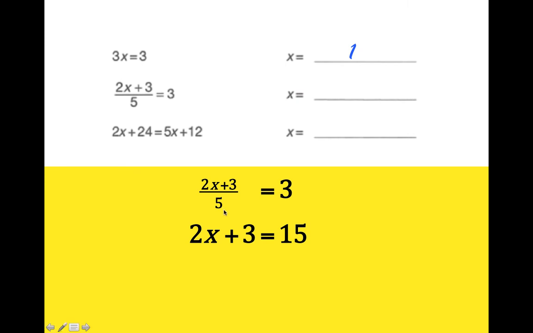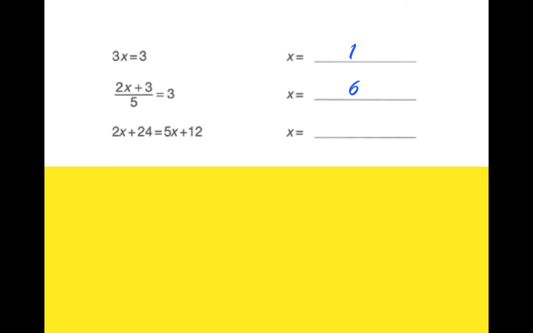I want to get the 2x on its own, so I'm going to take away the 3 from both sides to get 2x equals 12, but I don't want to know what 2x's are, I want to know what 1x is on its own, so I divide everything by 2 to get x equals 6.